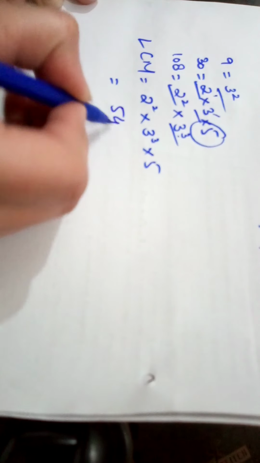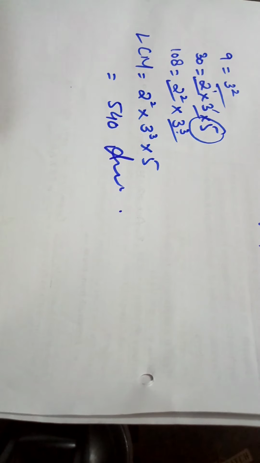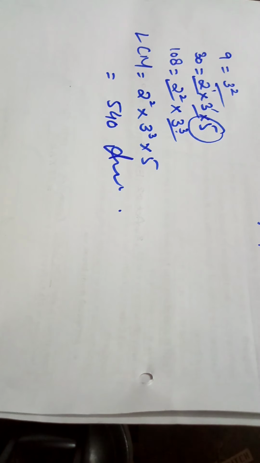Now move towards the 3. 3 squared, 3 to the power 1. When there's no power written, that means the power is 1, and 3 cubed. So we'll take the greatest power. What is the greatest power, 2, 1 or 3? Definitely 3 cubed. And we are done with all the 3s. So what is left behind? This 5. So next is 5. By multiplying all the numbers, we get the answer 540. So it is the LCM of 9, 30 and 108. This is all that I've done with the listing method.